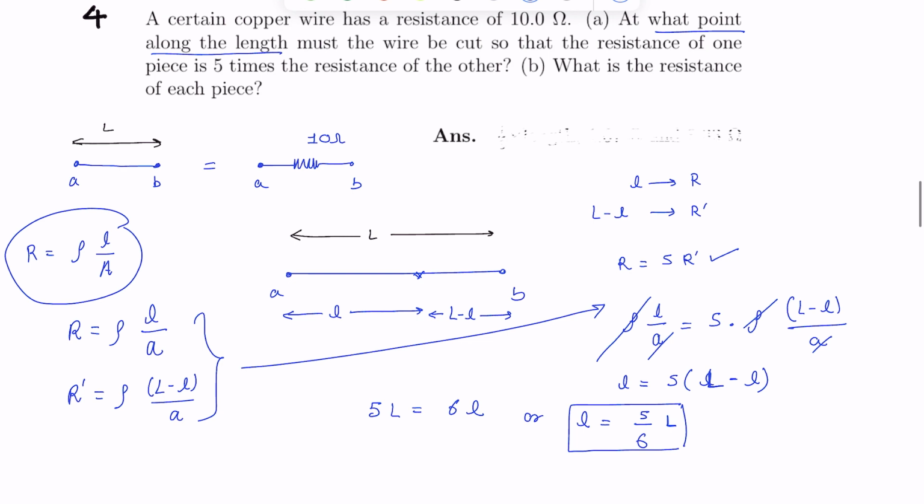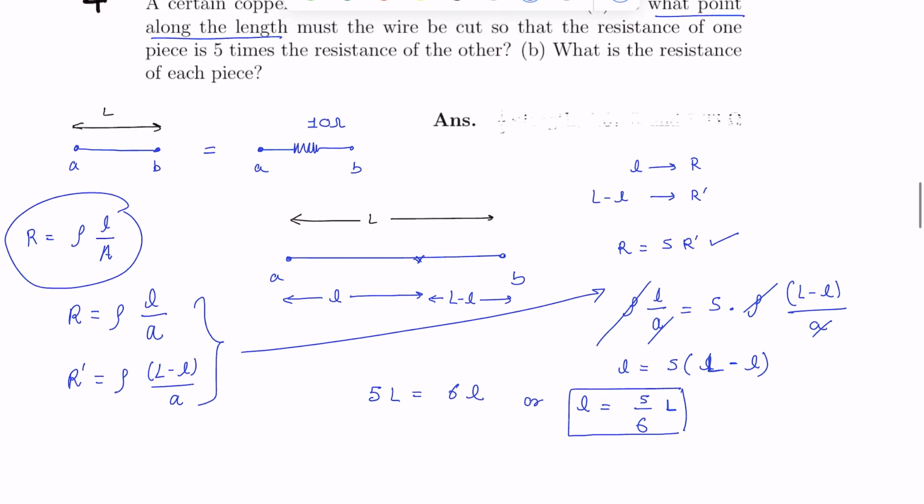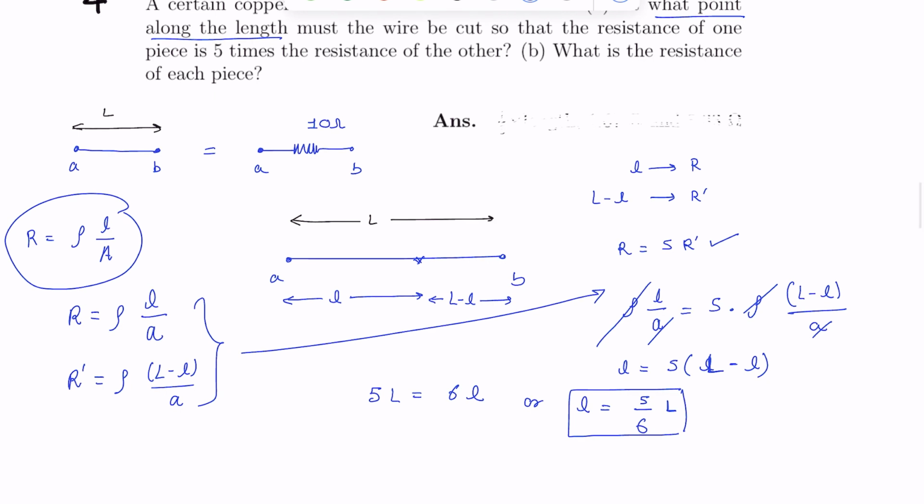At what point along the length must the wire be cut? Because the resistance of one piece is 5 times the resistance of the other, that should be 1 over 6 or 5 over 6 of the total length, so that only then will you have that resistance be 5 times the other. So we're going to check that answer real quick, and that's what it is. Of course, our answer is 5 over 6 times the length, so we are talking about the bigger piece. The answer given there is for the smaller piece. Again, there was this ambiguity here, but both these answers are completely acceptable.